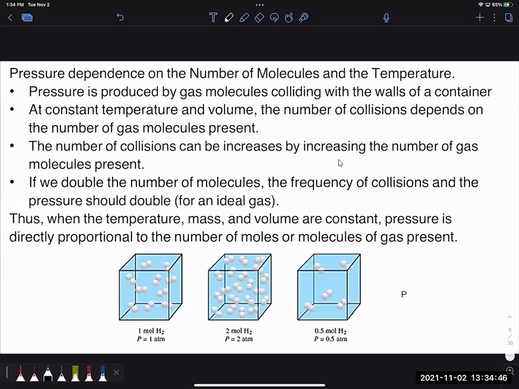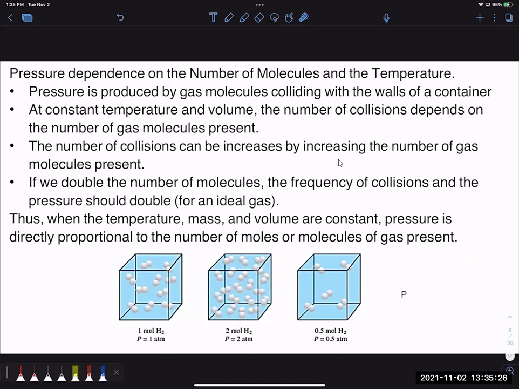So pressure is dependent on the number of moles and the temperature. Pressure is produced by gas molecules colliding with the walls of a container. So at constant temperature and volume, the number of collisions depends on the number of gas molecules present. So if they're all moving at the same speed within a container, it's just dependent on the number of gas molecules present. If we add more molecules in there, we're going to have more collisions, and we're going to have more pressure, even though they're all moving at the same speed that they were before, and at the same distance, actually, too, to travel between one side of the container to another.